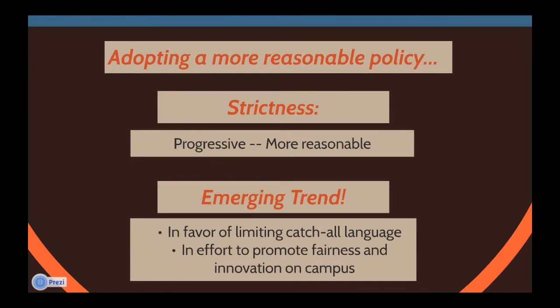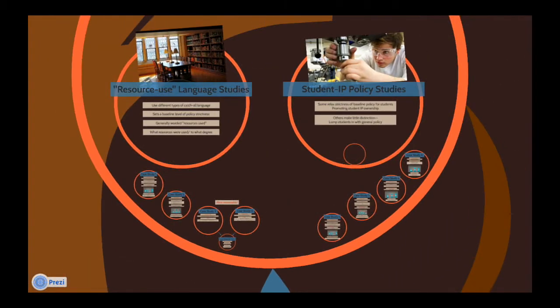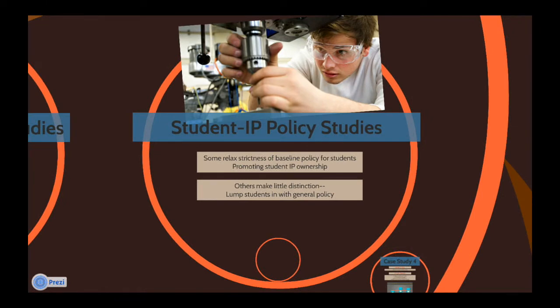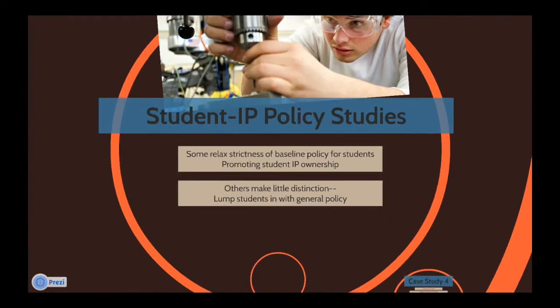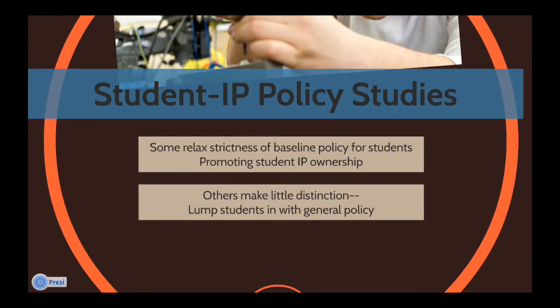We would consider these last two policies to be progressive in terms of strictness. Institutions such as these appear to be part of an emerging trend in favor of limiting catch-all language in an effort to promote fairness and innovation on campus. Let's switch gears and analyze practices revolving solely around student-created IP. Some institutions relax the strictness of their baseline IP policy with respect to students, thus promoting student IP ownership. Others make little distinction and instead lump students into their general policy.